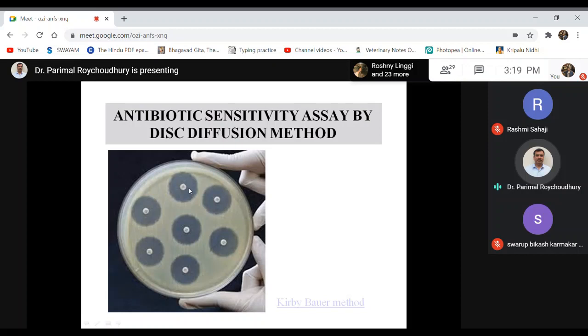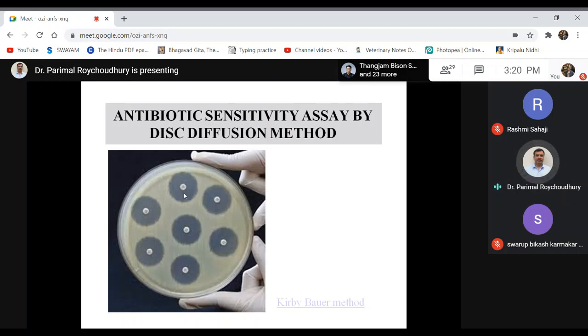Suppose the bacteria is resistant against this antibiotic, then you cannot see this zone of inhibition. Rather, they will uniformly grow just like this, and you cannot see the zone of inhibition. So there is a process of measuring the diameter of the zone of inhibition, and then we compare it with the standard chart to declare that this bacteria is sensitive or resistant against that antibiotic.